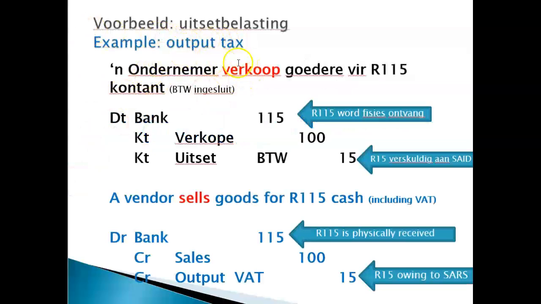Let's look at an example for output tax. A vendor sells goods for 115 Rand cash, inclusive of VAT. Obviously, you're going to receive 115 Rand, so bank will be debited. Sales income would be credited with 100 Rand, the VAT exclusive amount. So what will be recognized as our income? What will have an impact on our profit figure at the end of the year? Only the VAT exclusive amount, because we are only entitled to the amount before VAT.